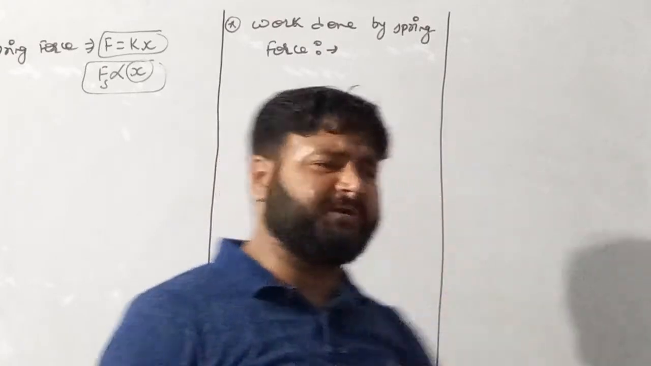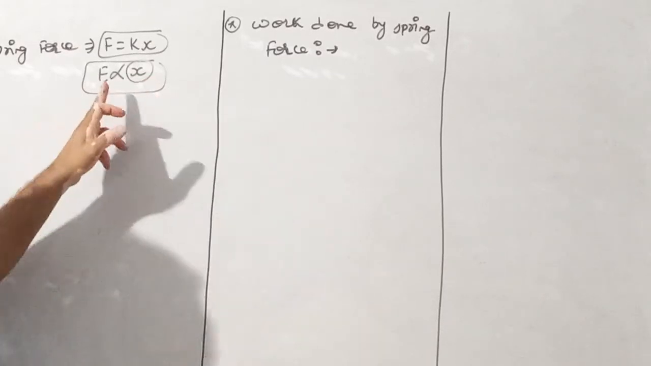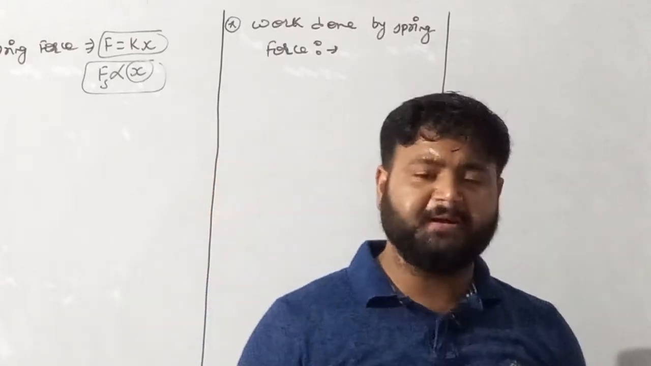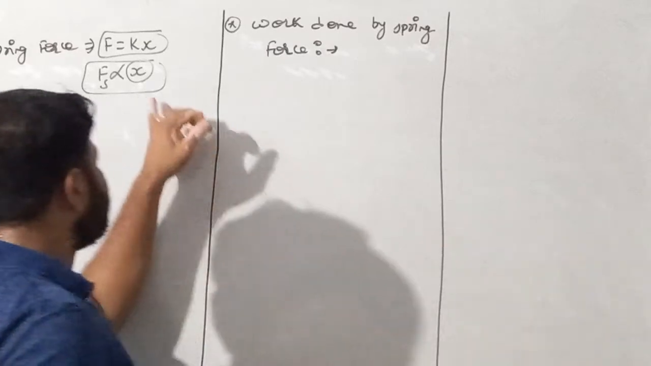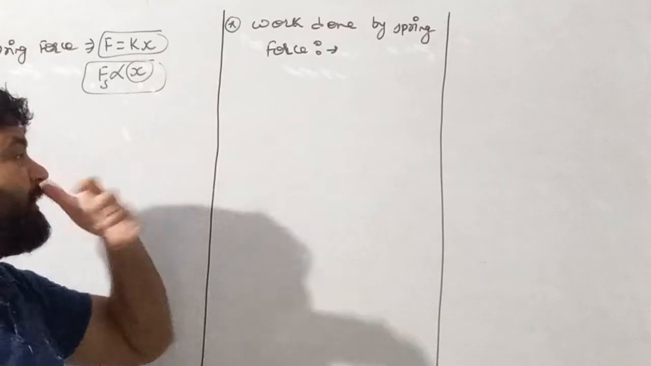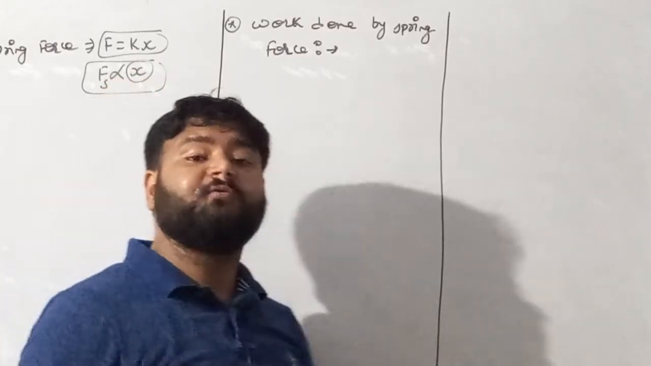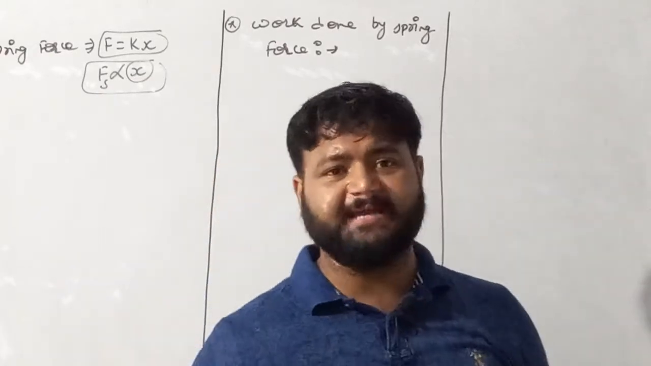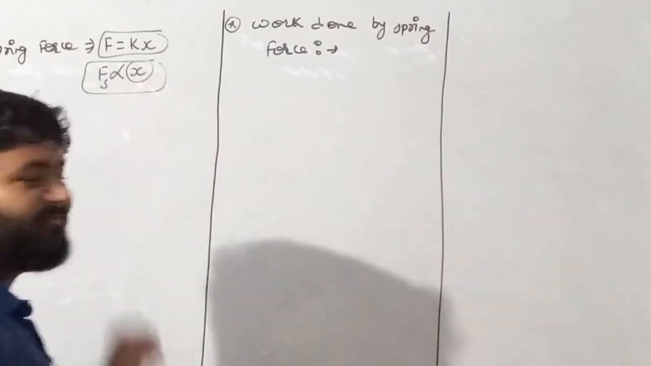Remember this very important point. Basically this spring force depends on x. It means the spring force is, my dear student, a variable force. Spring force is a variable force because its value changes if the value of x changes. If I am talking about the weight of the body, mg is basically a constant force, but spring force is a variable force.